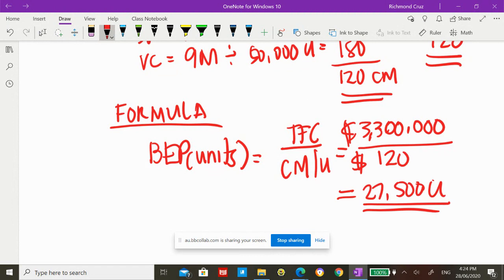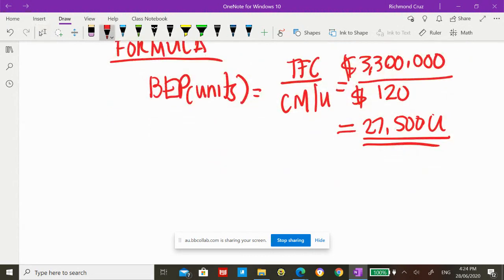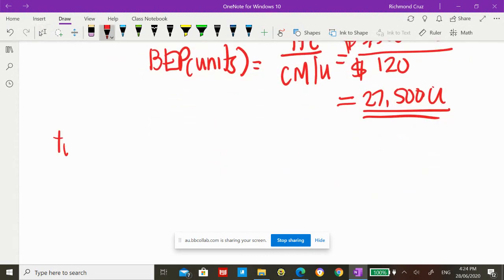Ibig sabihin, tama ba? 3,300,000, i-divide ko ng 120. So tama, 27,500 units. Ibig sabihin, if I sell 27,500, there is no profit for the firm. So if you want, you can check, to check natin kung tayo is correct.